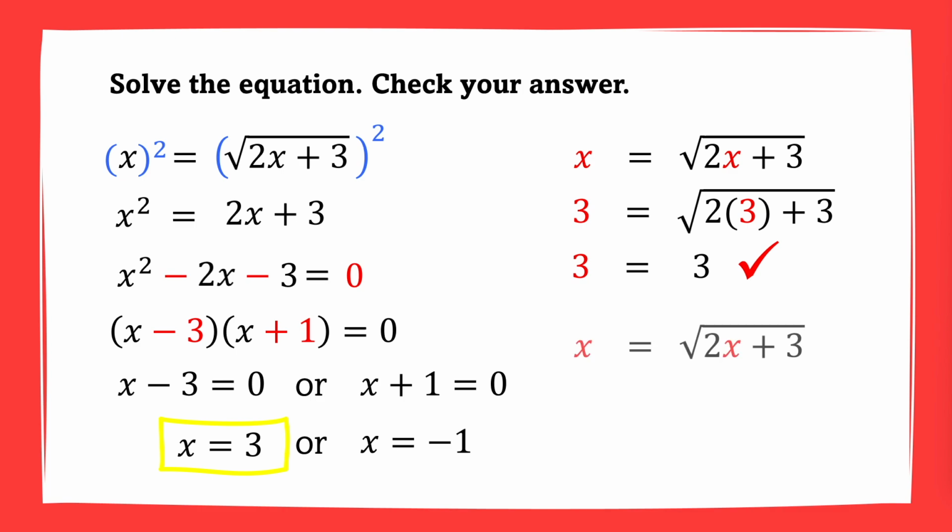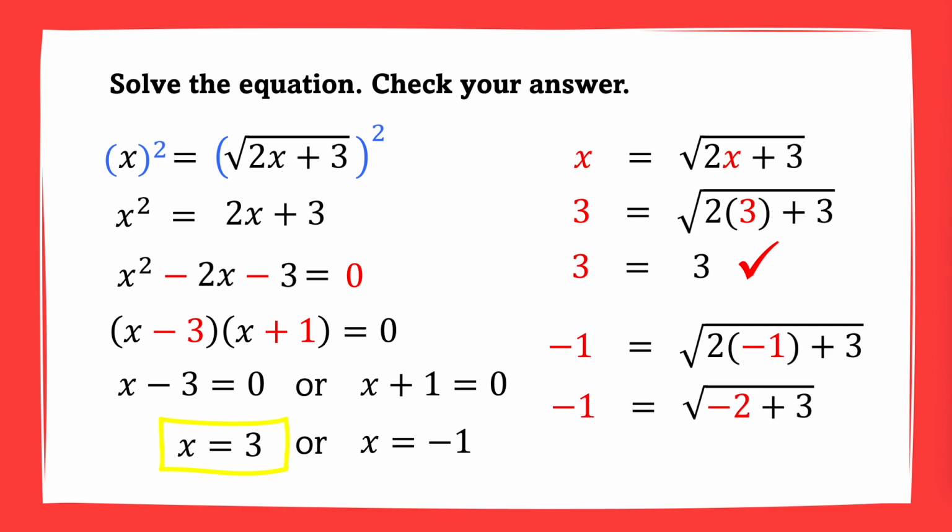Let's check -1. Plugging in -1 for x and simplifying the right side of the equation, we get the square root of -2 plus 3, which equals the square root of 1, and that equals 1. Since -1 does not equal 1, -1 is not a correct solution. This is called an extraneous solution, which occurs when squaring both sides of the equation introduces a false solution. Therefore, the only solution is x equals 3.